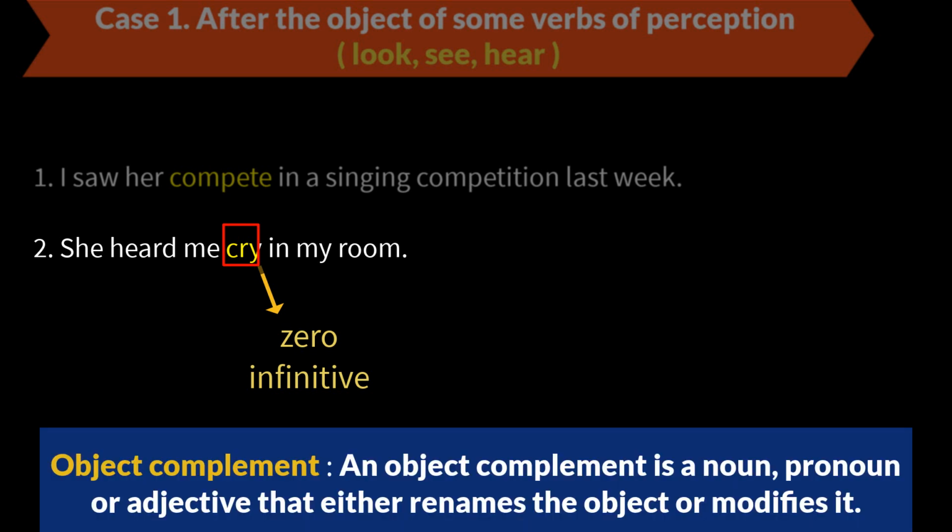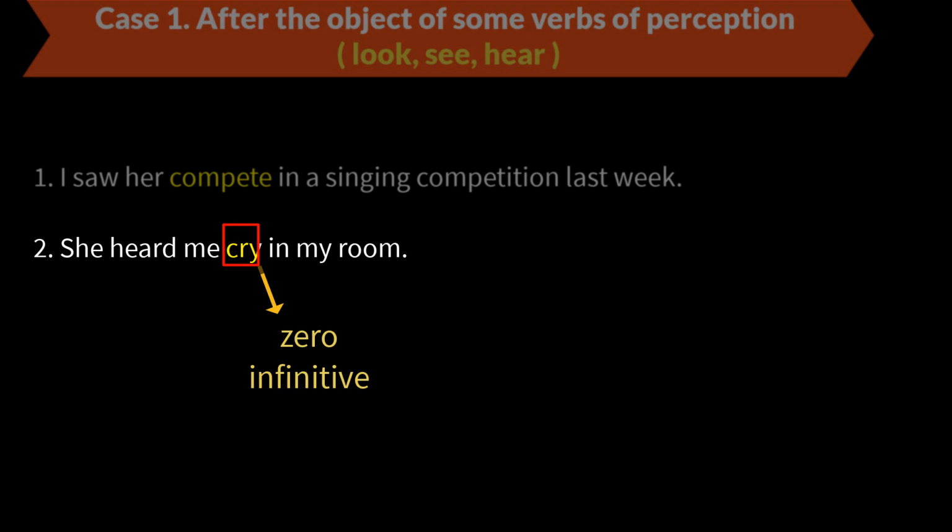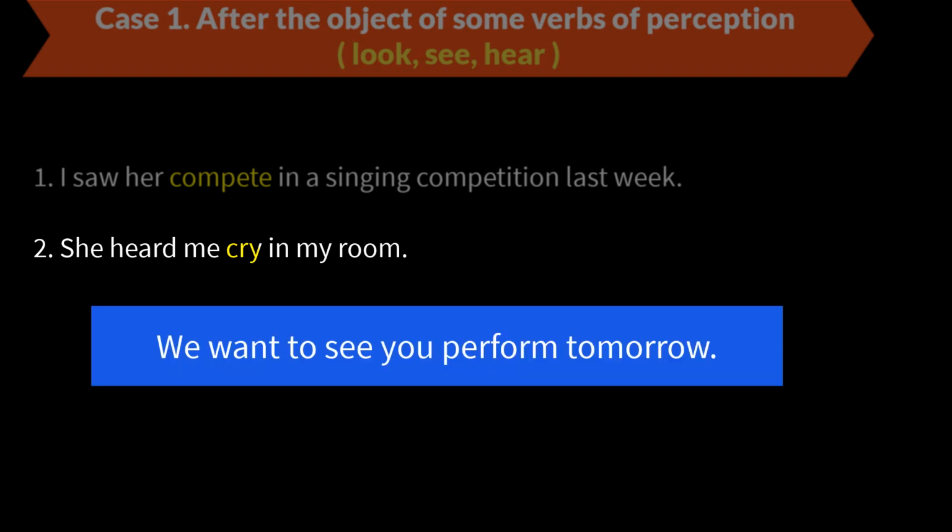What is an object complement? An object complement is nothing but a noun or a pronoun or an adjective that just gives information about the object, that either renames the object or tells more about it, or tells the condition or the state it is in. Okay, so here our object complement cry is just giving information about the object me. Now I want to ask you a question. This is the sentence. Now tell me what is our infinitive here. You can pause the video here and tell me.